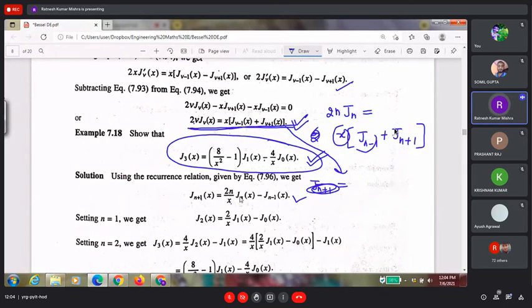Substitute n equal to 1, we can find J2. Substitute n equal to 2, we can find J3. In J3, by the recurrence and J2, you can find J3. Similarly, you can find J4: substitute this J3. Similarly, you can find J5: substitute the previous J4. So in this way, we can find J3, J4, etc.